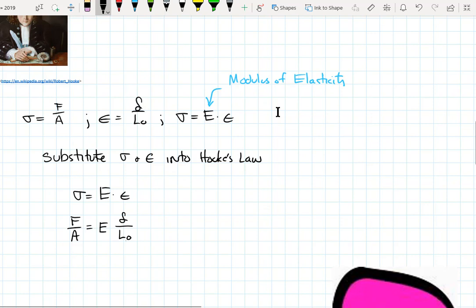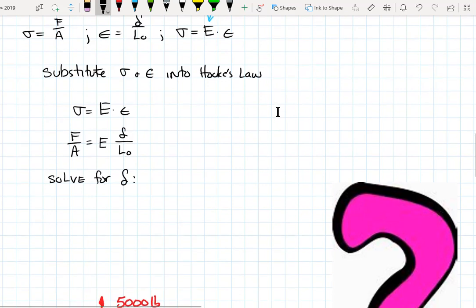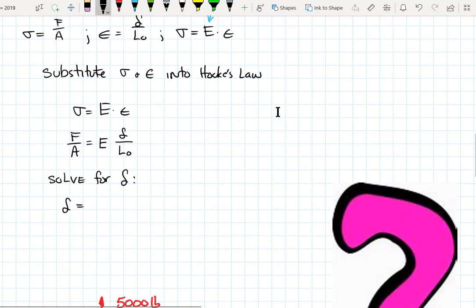So this combination, if we solve it for delta, then I would have delta equals F times L, and I'm going to drop the naught off of there, over E times A. So I've got a force and the original length in the numerator, and I've got the material property E and the geometry, the cross-section A, in the denominator.